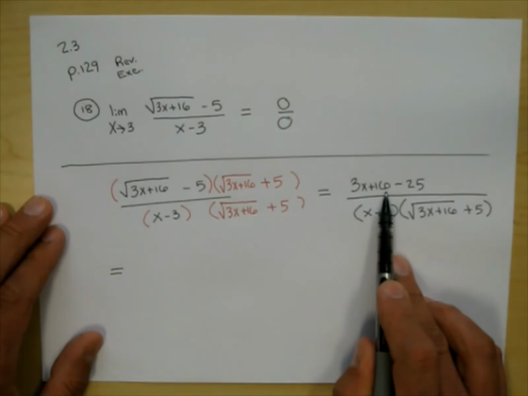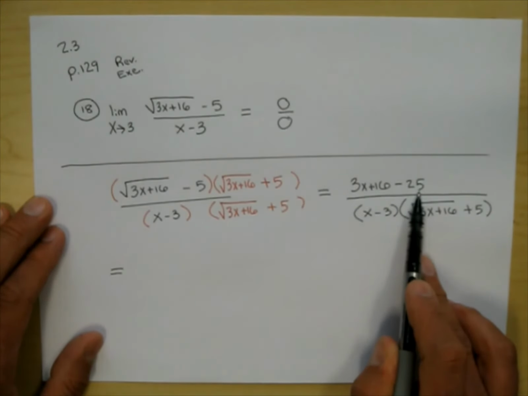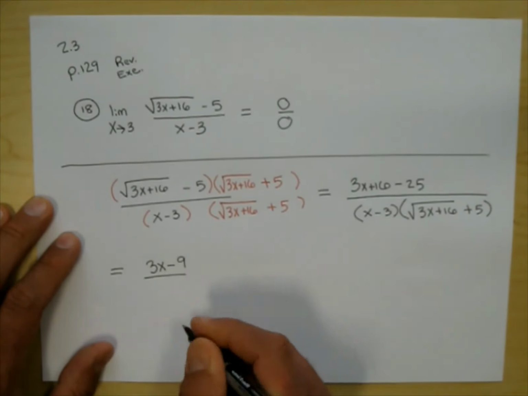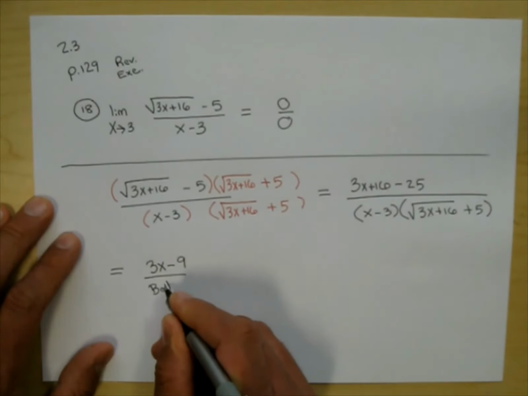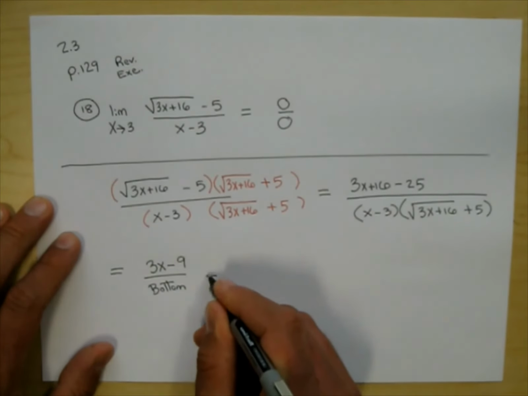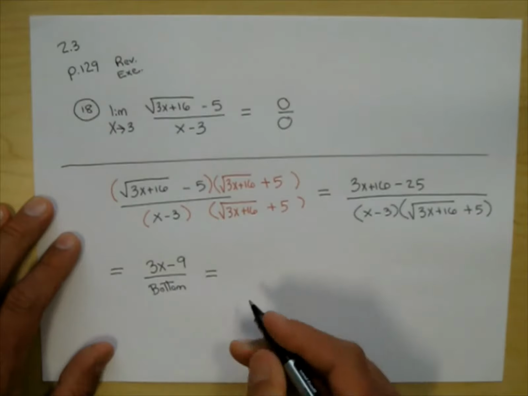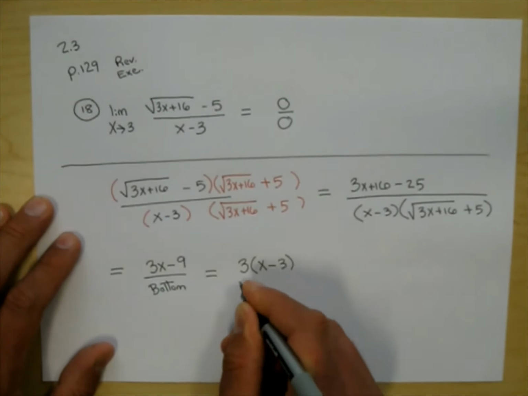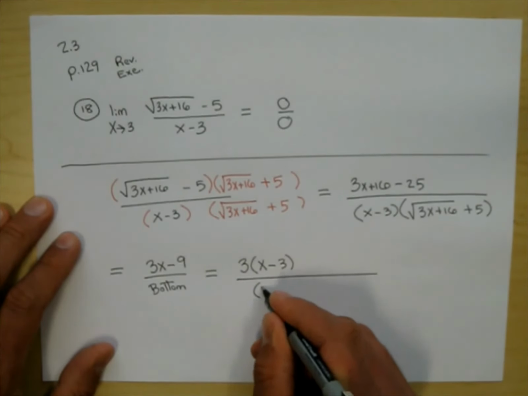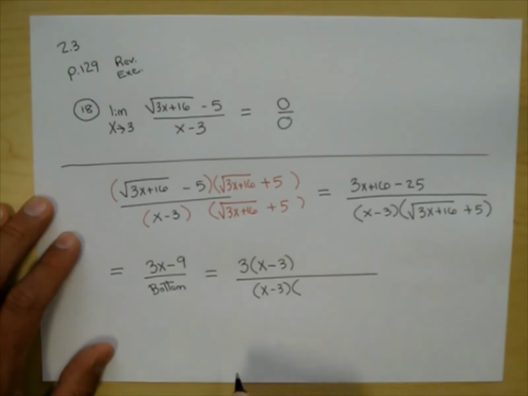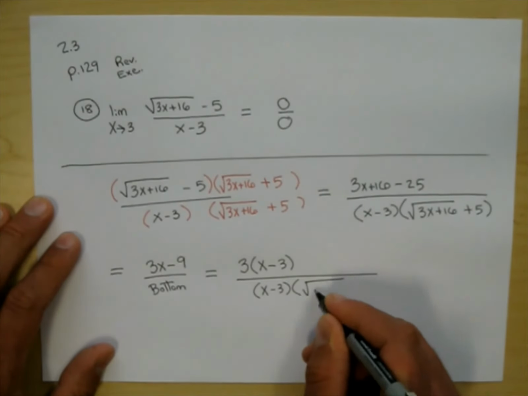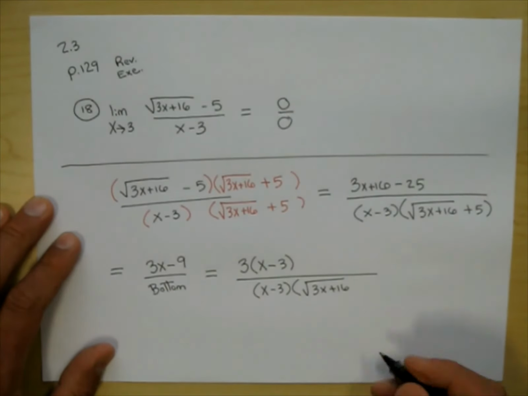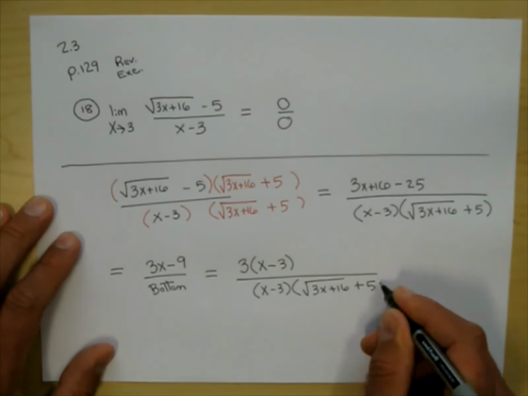Okay, 16 minus 25 is negative 9. So 3x minus 9 all over, let's just be lazy and say bottom. And then I can factor a 3 out of the top. So this is 3 times x minus 3. Now I am going to write out the bottom. You can understand why I just wrote bottom the other time, because look how long this is taking me.